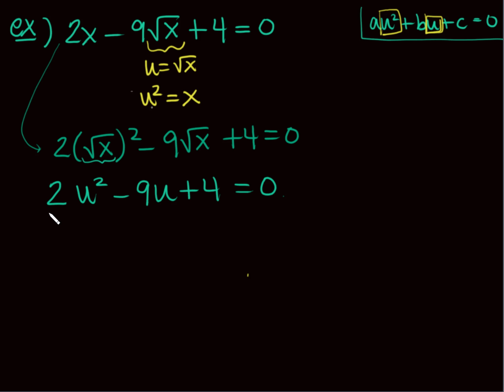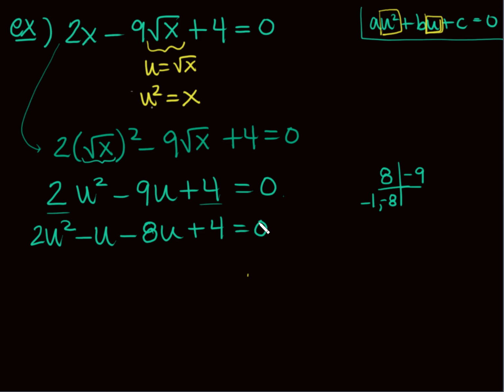Now we got to factor this guy. You know that you can factor by grouping, that trick where you do 2 times 4 is 8, and you find two numbers that multiply to be 8 but add to be a negative 9. That'd be a negative 1 and a negative 8. Let's rewrite that middle term then as a negative u minus 8u plus 4. Or if you can see how to factor this, of course, just factor it, right? Kind of using that guess and check method.